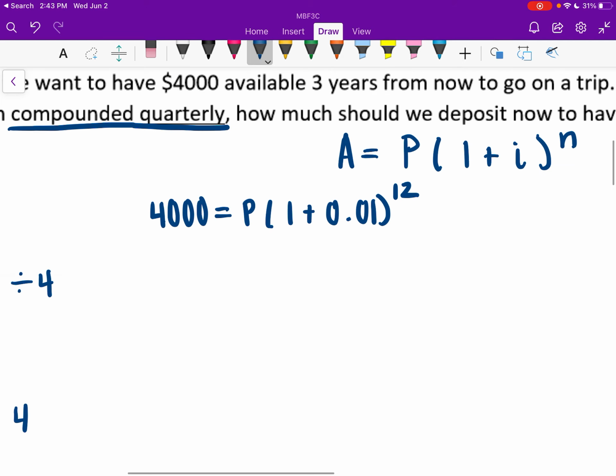Let's just solve what we can solve now. Leave the 4,000 alone. We can't really do much to it. P, we can't do much to it. We can add what's in the bracket, so it's going to become 1.01 to the power of 12, right?